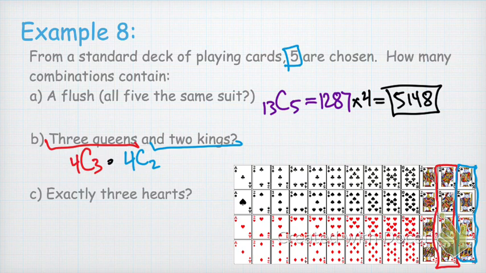So 4 choose 3 is 4, and 4 choose 2 is 6. And so there are 4 ways of choosing the queens and 6 ways of choosing the kings. If I multiply those together, that's 24.